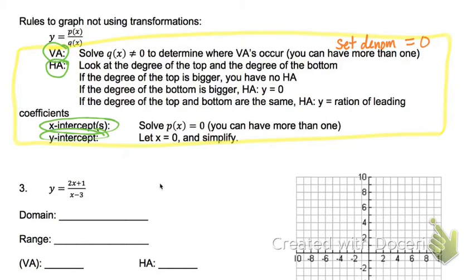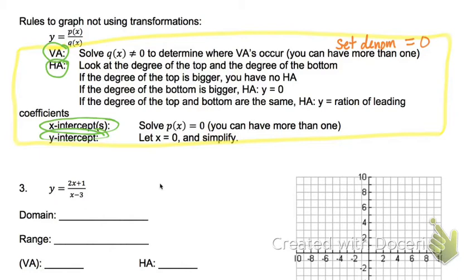The horizontal asymptote, I think, is the most difficult part. You have to look at the degree of the top and the bottom. What does degree mean? Exponent. So if I had an x squared, my degree would be 2. If I had x cubed, my degree would be 3. If I just had an x, my degree would be what? 1. So looking at the degree.